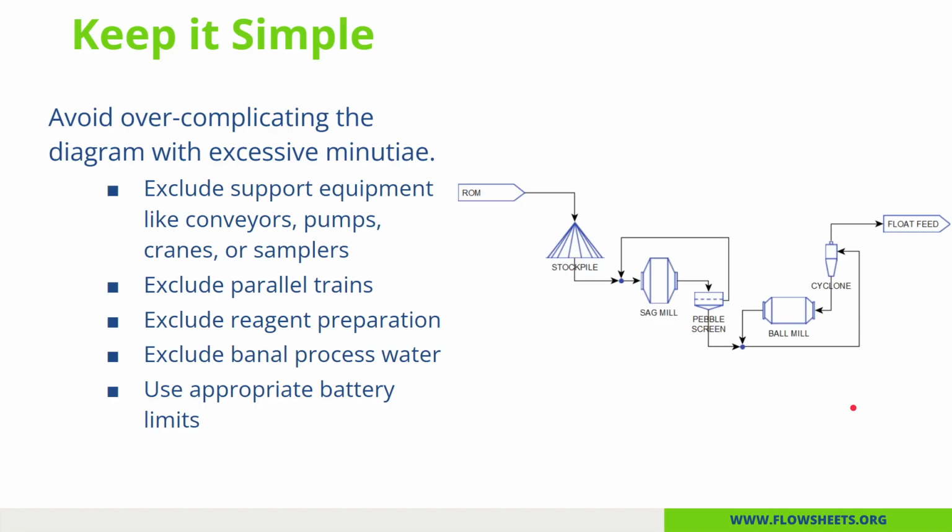And use appropriate battery limits. So you don't have to put everything in one massive diagram. Here we've got a nice SAB circuit to show the grinding arrangement, and just keep that by itself. It's just really nice and elegant by itself. We don't need to have the entire flow sheet included.